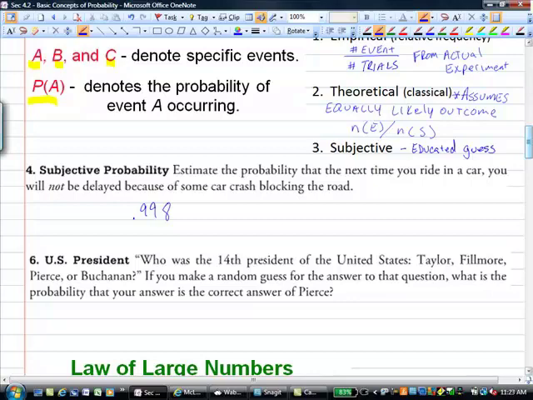25%. And how did you come up with the 25%? There's one correct answer out of 4 choices. One correct out of 4 choices. And we're assuming that you're just as equally likely to guess any one of the 4. So we have that equally likely assumption here, and this type of probability then would be considered a theoretical probability, whereas on number 4 it was a subjective probability.